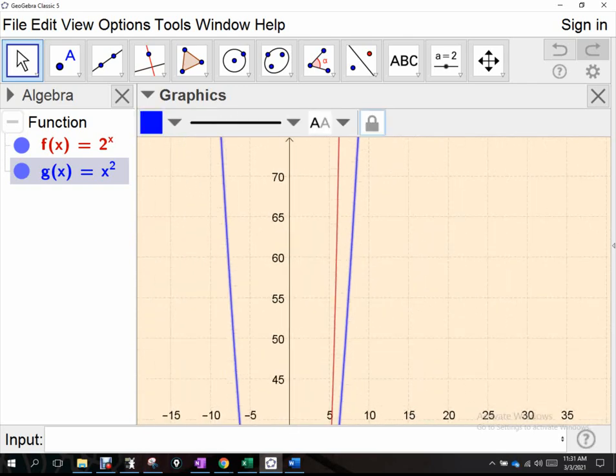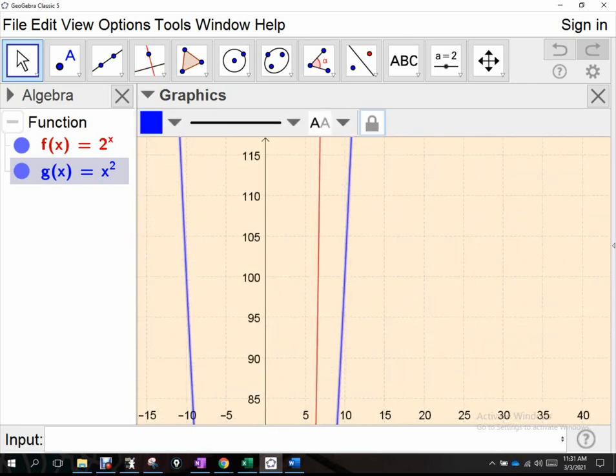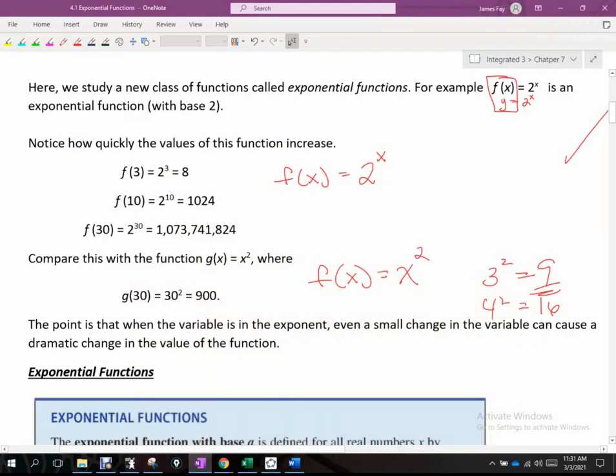But then they start to deviate, and this one is greater. To get to 115 for 2 to the x, the x value is a little bit bigger than 5. To get the same 115 on x squared, the x value has to be a little bit bigger than 10. Okay, so that's the relationship between exponentials and quadratics that is important to understand.